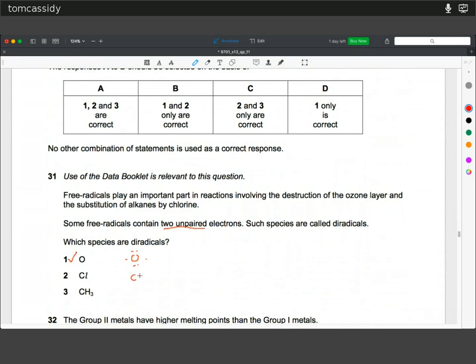Chlorine, you can do the same thing. It's got 1, 2, 3, 4, 5, 6, 7 electrons in its outer shell. Got 3 pairs of electrons, 1 unpaired electron. It's not a diradical, it's just a radical, so that's not diradical there. And then CH3, well, you've just got all the carbon bonds to hydrogen, and because one of the outer shell electrons of the carbon hasn't formed a bond, you've just got a single electron there. So that's a radical, but not a diradical. So we can cross that one out. Only one is correct. Answer to that is then going to be D.